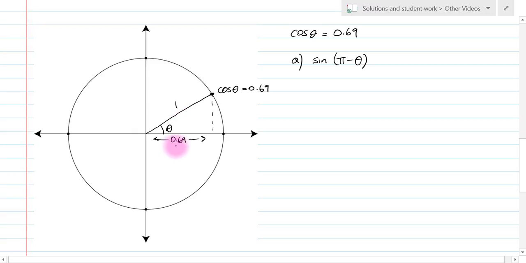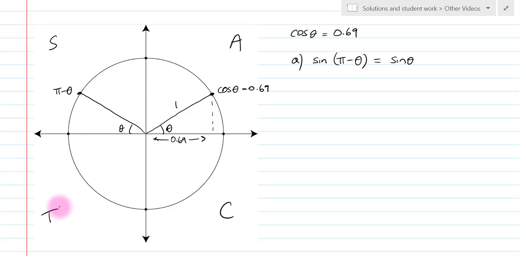Now, it actually turns out that 0.69 is important, which I neglected to keep in mind here. So sine of pi minus theta is over the back here, and this is our angle pi minus theta, and this value here is theta, of course. Now, sine of pi minus theta is equal to sine of theta, because of our CAST diagram, sine is positive in that second quadrant. And so sine of pi minus theta equals sine of theta. That means we need to calculate the value of sine of theta.